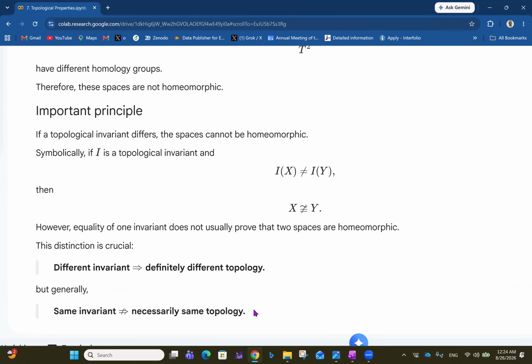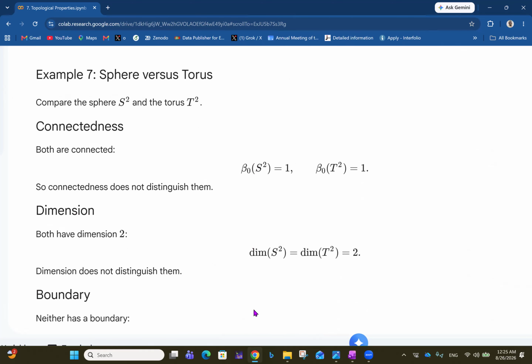So it means you have to check all the invariants, all the properties, to see that they have all the properties together. But once you find one where they differ, then you can conclude that they are not homeomorphic. So don't be carried away that, because these two have the same particular property in common, then it's invariant. Once you see one disparity, then they are not homeomorphic.